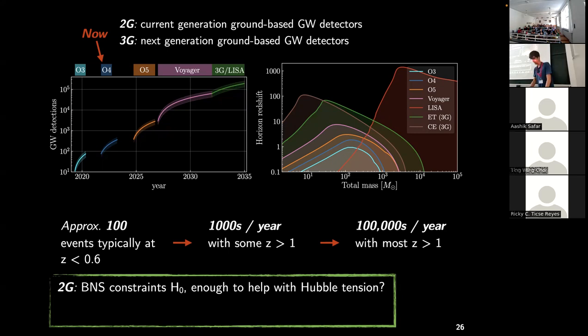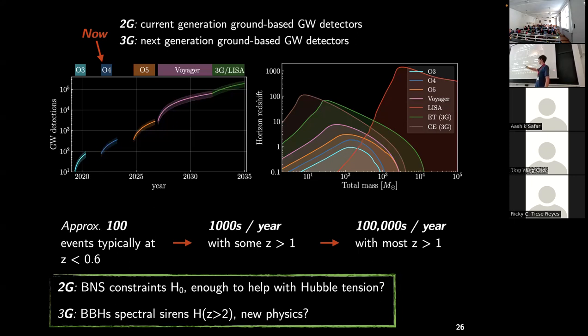Okay, well, I want to emphasize that with current detectors, one of the big targets is using binary neutron stars and bright sirens to constrain the Hubble parameter. But the big question is whether this will be enough to solve the Hubble tension or not. And what to me is more exciting is that with the next generation of detectors, with all these hundreds of thousands or even millions of events, we will be able to constrain the expansion rate at higher redshift.